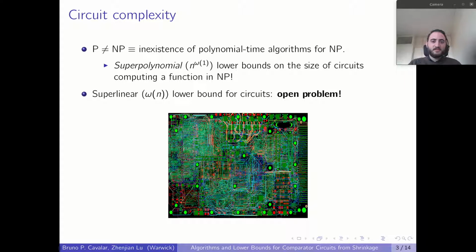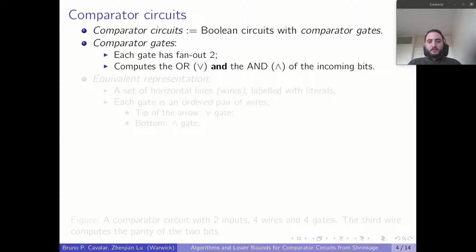This strongly motivates the study of restricted circuit classes, in which we hope we might be more successful and we also might improve our proof techniques. The restricted circuit model we're going to be restricting ourselves to in this talk is the model of comparator circuits. So comparator circuits are basically just Boolean circuits that only contain comparator gates. So what's a comparator gate? Each gate has exactly fan out 2. So basically the restriction we're putting on the Boolean circuit is that we're having bounded fan out.